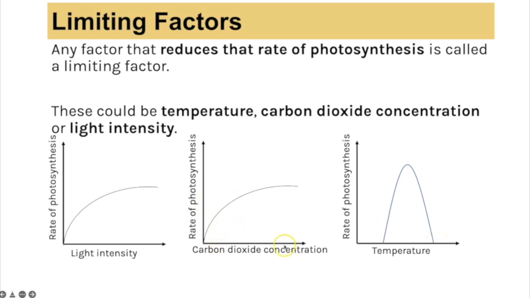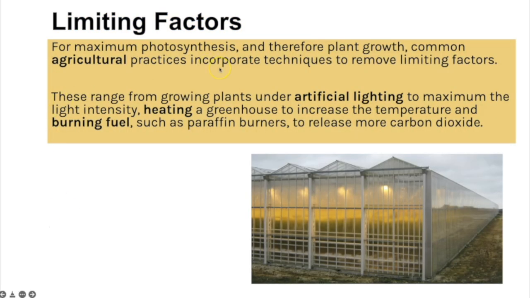Now the carbon dioxide, if you had to say why that limits, that is because it is a reactant in the Calvin cycle. Light intensity can limit the rate of reaction because light energy is needed in the light-dependent reactions for photolysis and photoionization. So for maximum photosynthesis, in agriculture when they're growing crops, they need to consider how they can remove those limiting factors to maximise their profits.